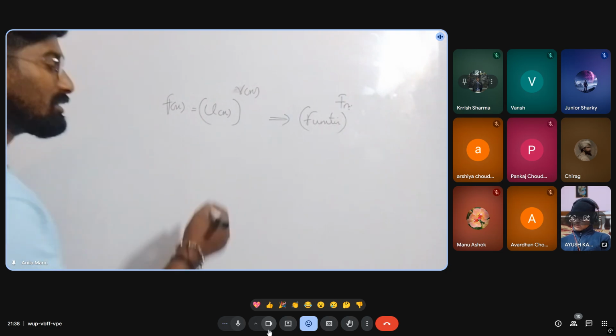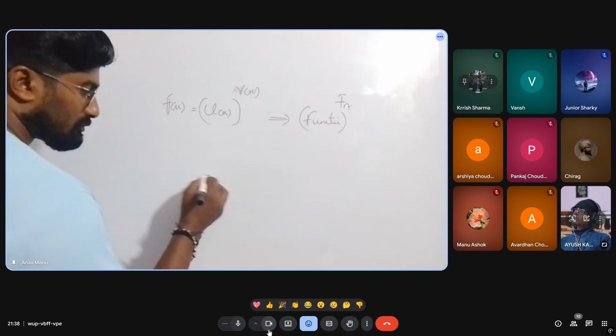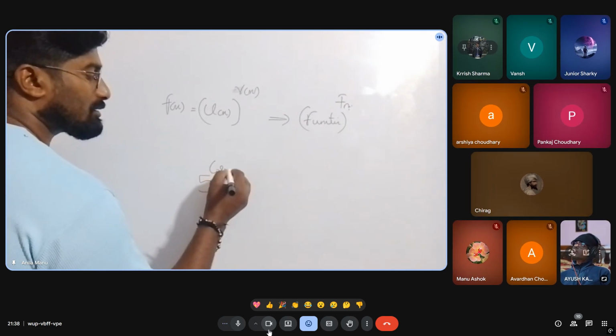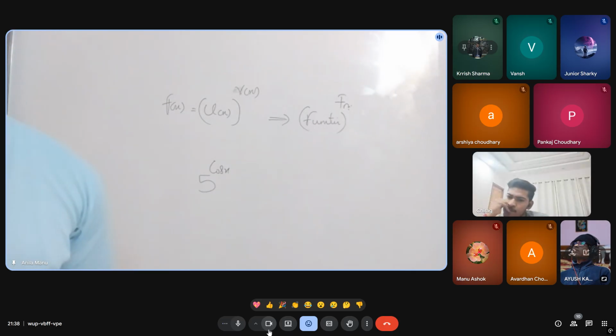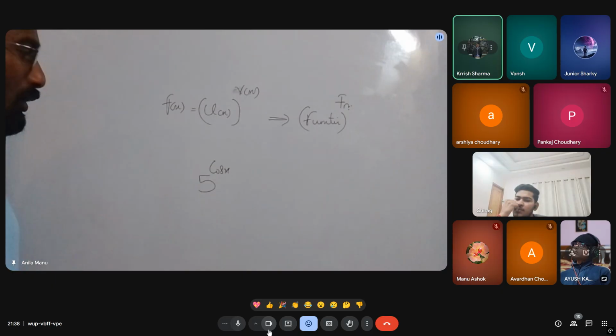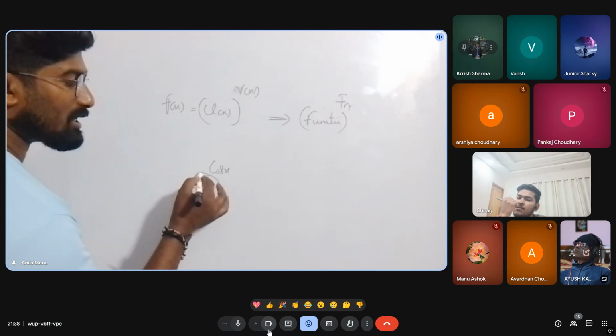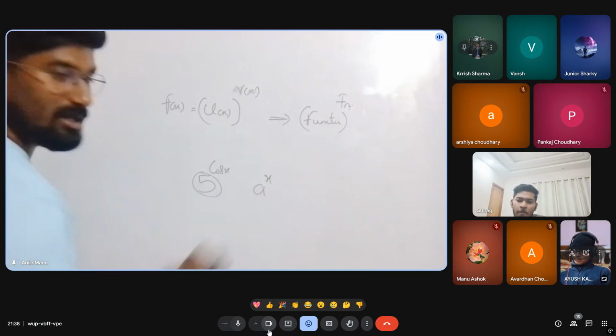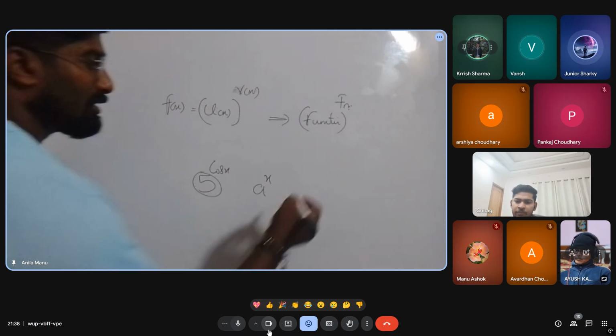My question is this one: 5 raised to cos x. Can you use logarithmic differentiation here? No, sir. Why? Here this is a constant, so it is of the form a raised to x. Did you get the idea? Yes, sir.